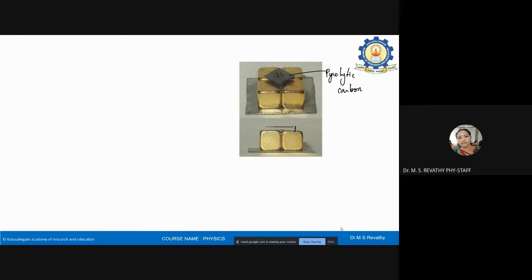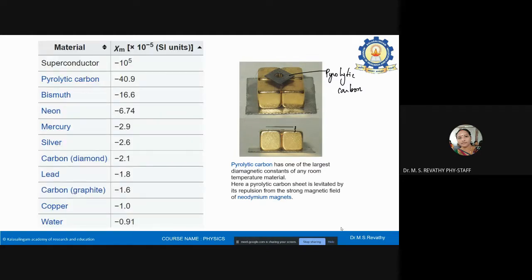So here, this is a pyrolytic carbon. I'll just show you some of the susceptibility values of diamagnetic material. On the left side of the screen, you can see a table with materials and the corresponding susceptibility values, starting from superconductor. And the last one is water. In all the examples which I've given you, all take a negative value, because diamagnetic material susceptibility is negative. Okay, superconductor, the value is minus 10 power 5, whereas water, it is minus 0.91.